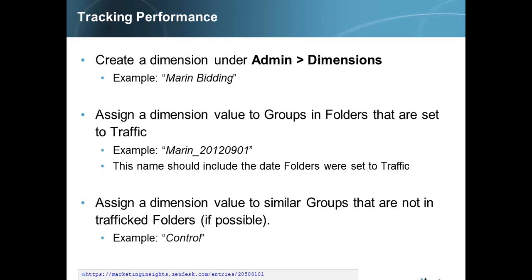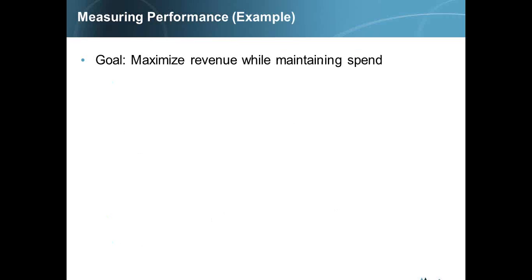So you would have the groups set in a folder that have gone live on a specific date tagged, and then you would have similar groups tagged with this control value, so that you could easily compare the groups that are on Marin bidding to groups that are not, and see how the relative comparisons are.